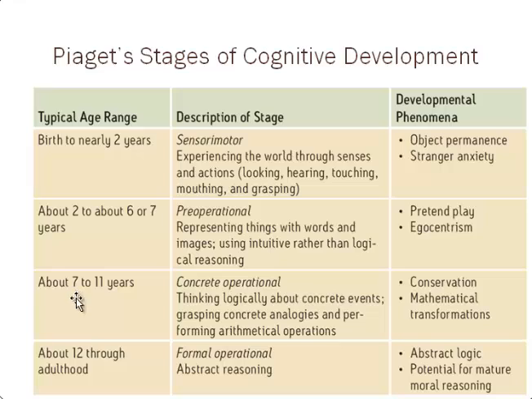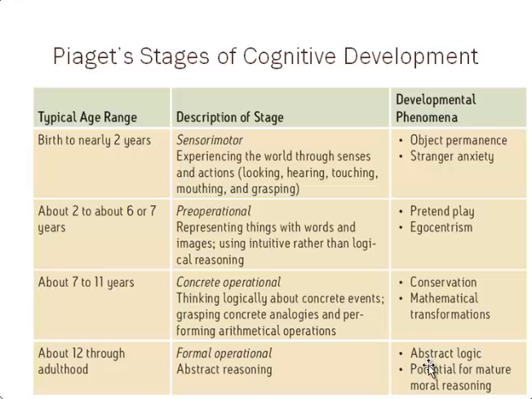Then you get to the stage of the older children, concrete operational, where they're really developing the ability to function as adults, thinking logically about events, grasping analogies, performing arithmetical operations. And again, here, this is the point where the children are really learning to understand the logic behind things that happen. And finally, you have the last stage, 12 through adulthood, the last stage of childhood, where children are finally able to engage in abstract reasoning.